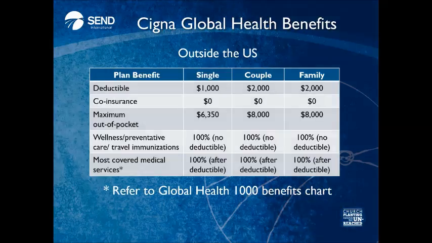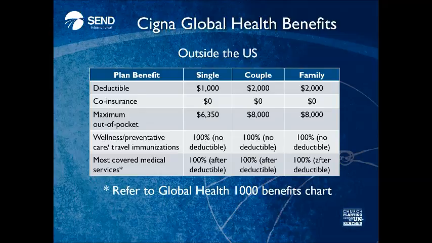These are the benefits that you'll receive using your Cigna insurance outside the United States. You'll want to refer to the Global Health 1000 chart for more detailed listing of the coverage. After you meet your deductible, most services are paid at 100%. You'll notice that an individual's deductible is $1,000, and both the couple and family deductibles are $2,000. One individual in a family will not be charged more than $1,000 for in-network deductible before Cigna starts to cover a portion of the cost.